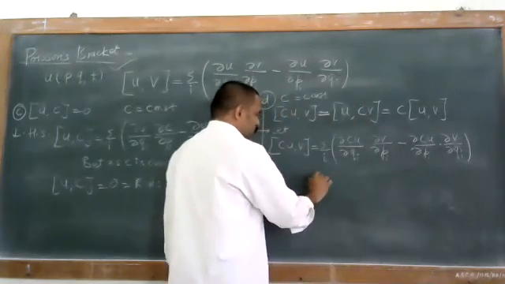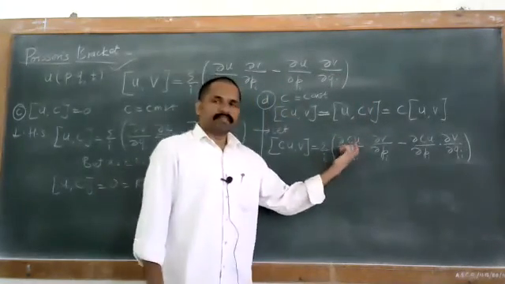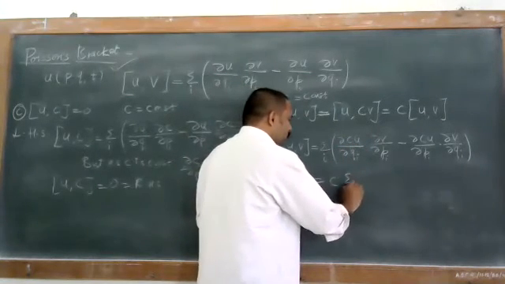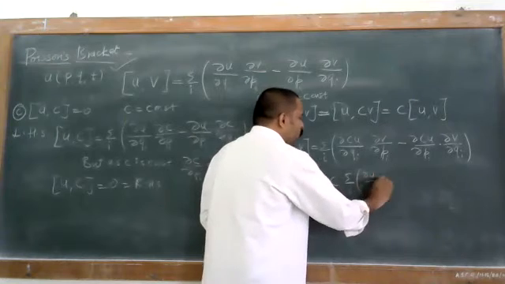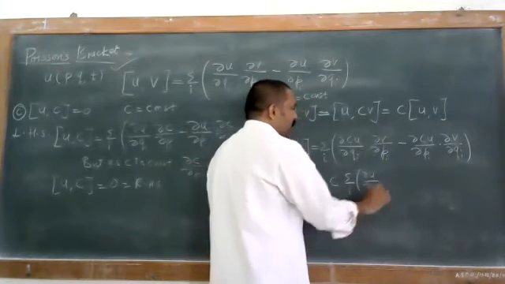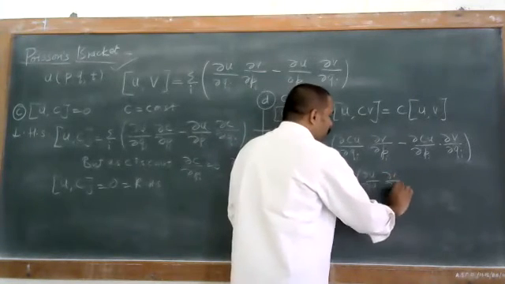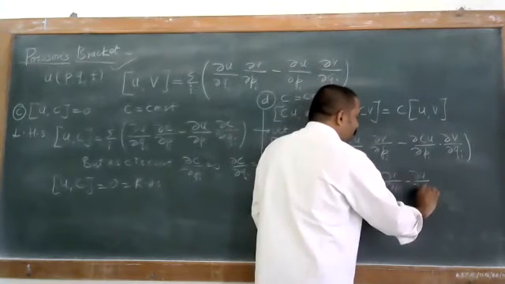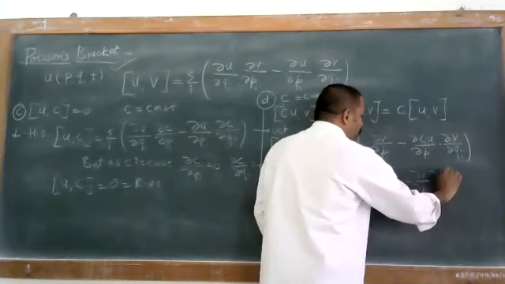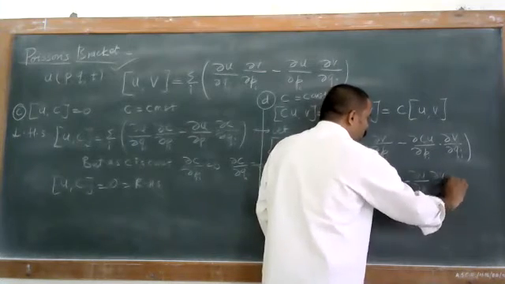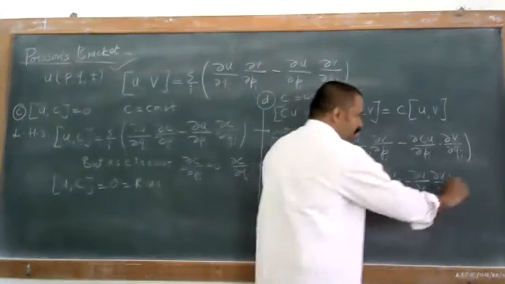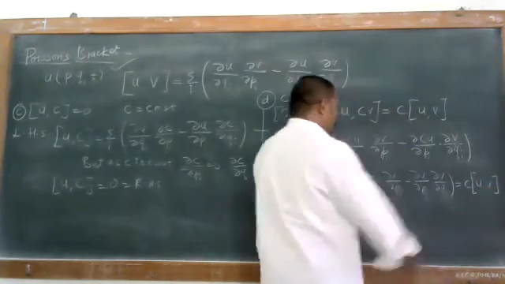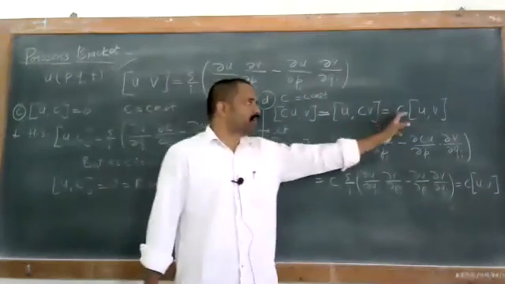What is C? C is constant, you can take it outside. So I can write this as C into the summation over i of ∂U/∂Qi into ∂V/∂Pi minus ∂U/∂Pi into ∂V/∂Qi. And what is this? This is C into the Poisson bracket of U, V. So one thing is proved: the Poisson bracket of CU, V is equal to C into the Poisson bracket of U, V.